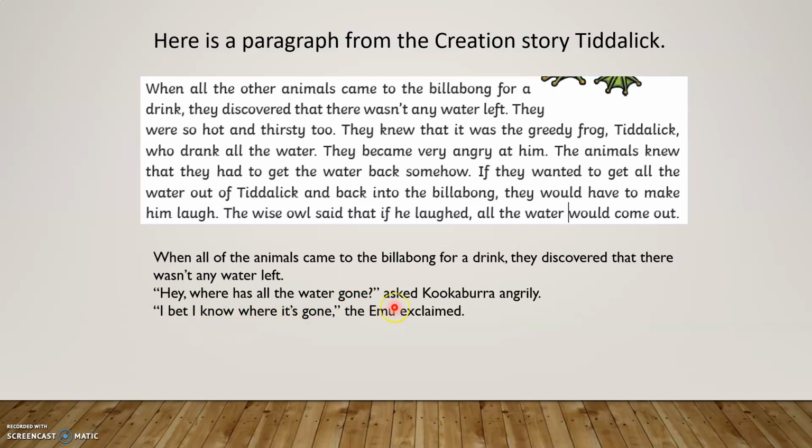I've added some more interesting dialogue to make the sentence a bit more interesting. Instead of saying, said Kookaburra, I've said, asked Kookaburra angrily. And at the end of this sentence, I said, the emu exclaimed. Try and think of some more descriptive dialogue to put at the end of your direct speech.